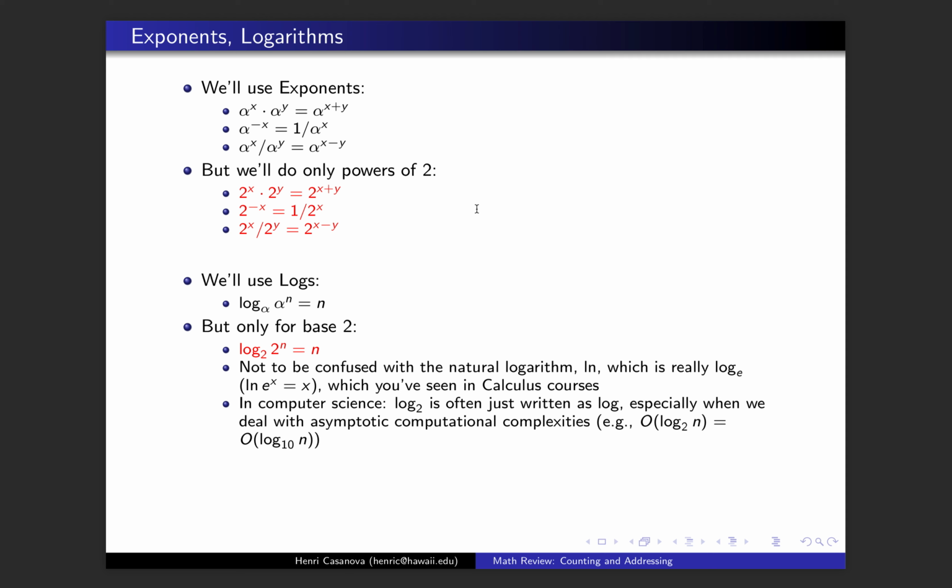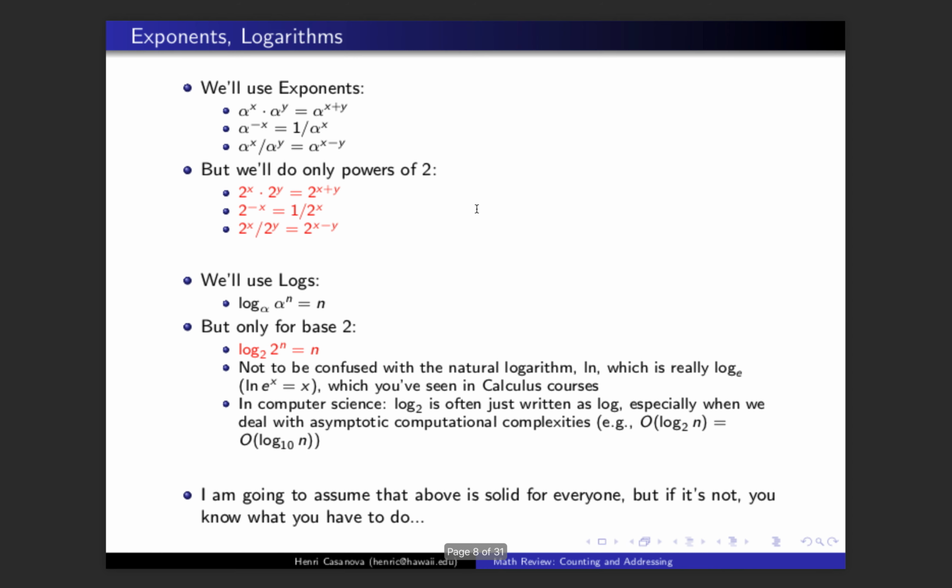And typically it doesn't matter because we do asymptotic computational complexities, as you've seen in 311. And then, of course, a big O of log 2 of n is the same thing as a big O of log 10 of n because they differ by just a constant factor. All right, so the formulas in red are all the math we need here. And so again, I'm going to assume this is a no-brainer and that everyone is solid with this because you've taken calculus. If somehow you're not, which I can't fathom how that could be, well, you have some time to refresh your memory, I guess.